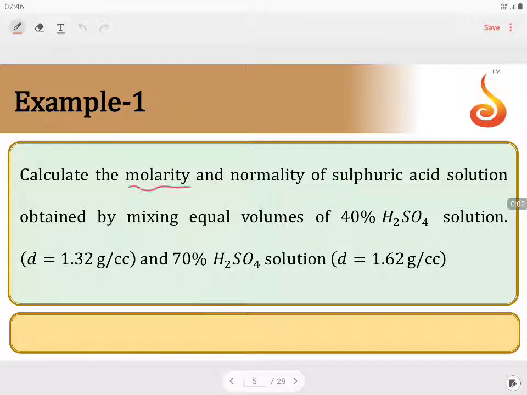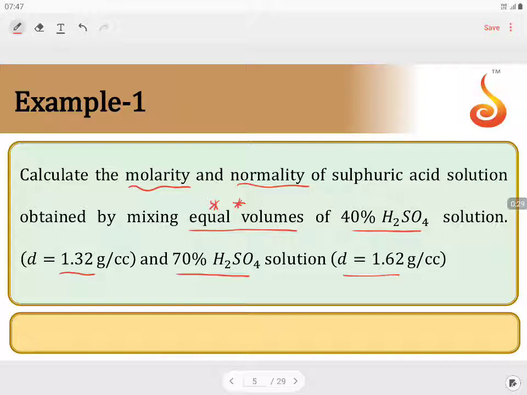Calculate the molarity and normality of sulfuric acid solution obtained by mixing equal volumes of 40% H2SO4 solution of density 1.32 and 70% H2SO4 solution having density 1.62. In the question it is given that equal volumes of two solutions are mixed to each other.